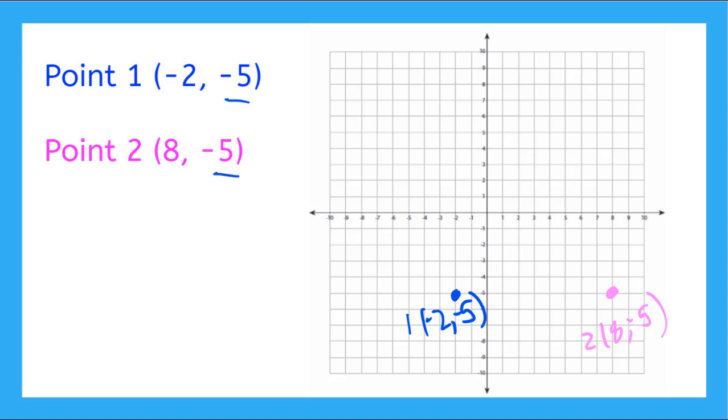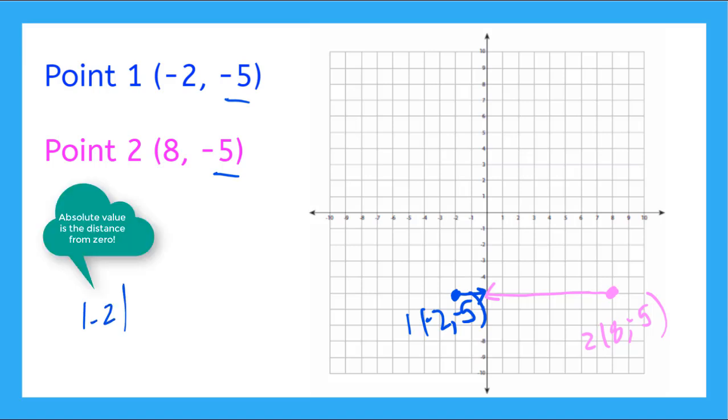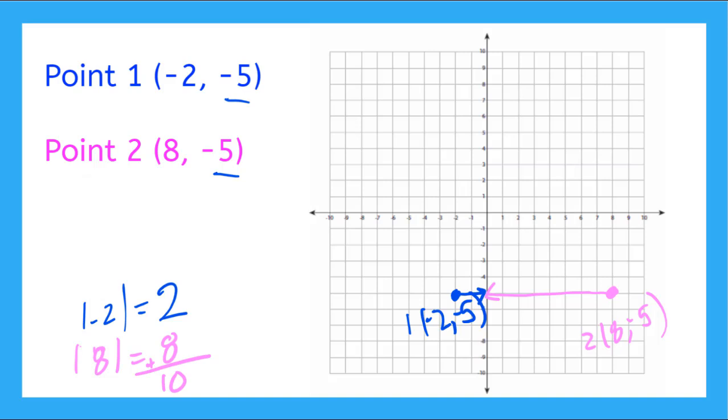Now if I want to find the distance between these 2 points, I need to find the distance of each point to the y-axis. So remember, to do that, I'm going to take my x-coordinate and take the absolute value. So for point 1, my x-coordinate is -2. I put that in absolute value. I get a total of 2. Now for point 2, I take my x-coordinate, which is 8. I find the absolute value of that, which is 8. And then I add these 2 numbers together. 8 plus 2 gives me a total of 10. So now I can say the distance between these 2 points is 10.